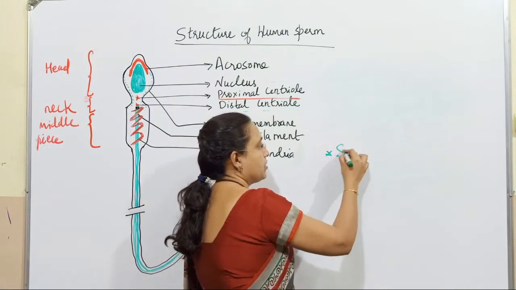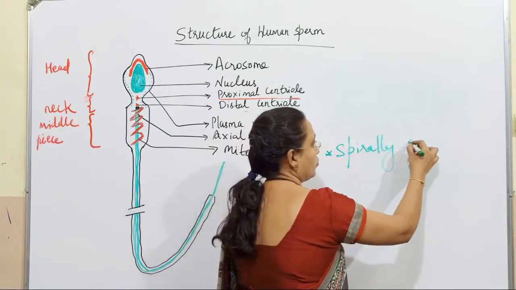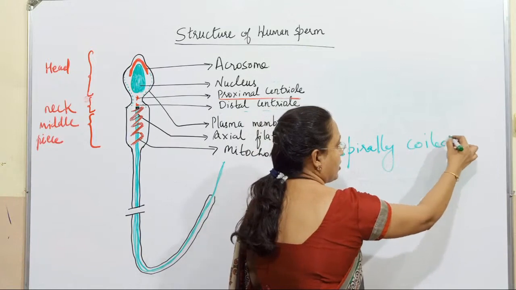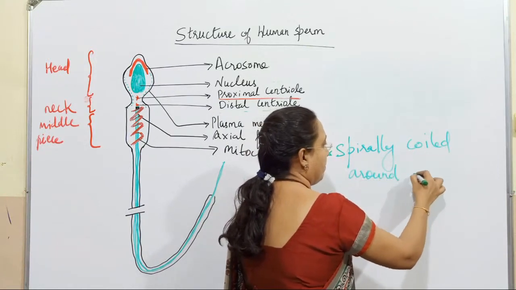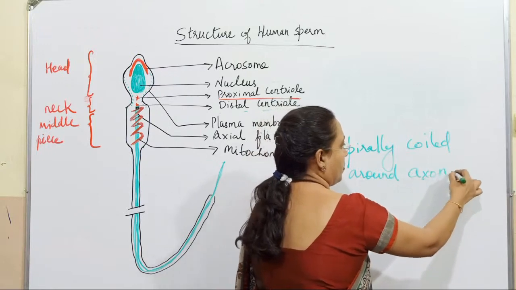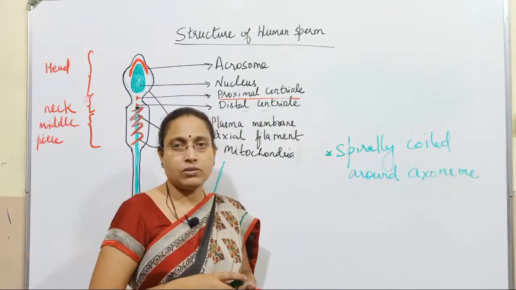First point: coiled around axoneme. Axial filament or axoneme.